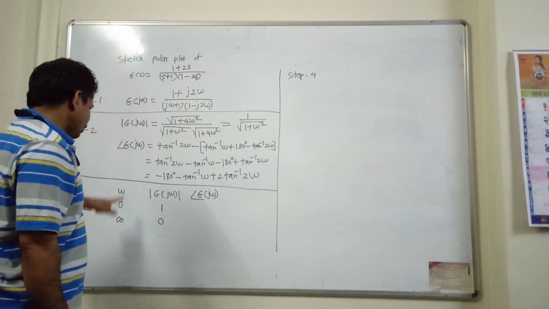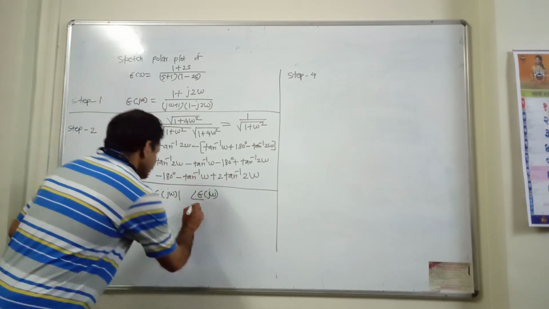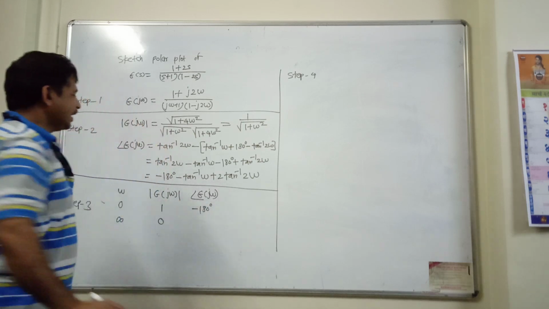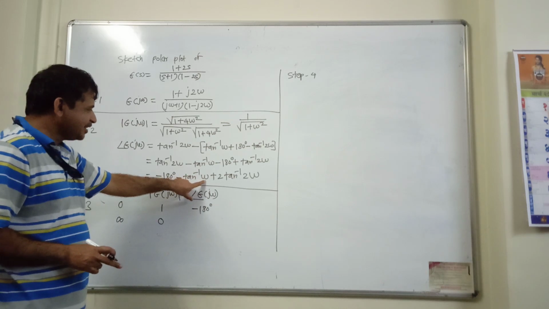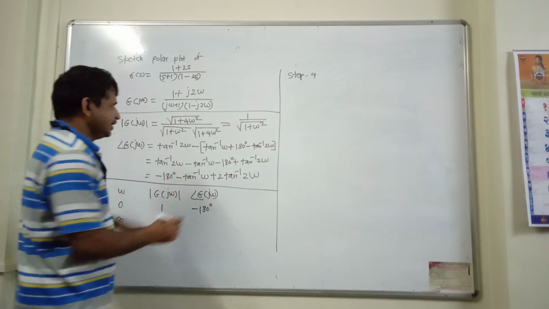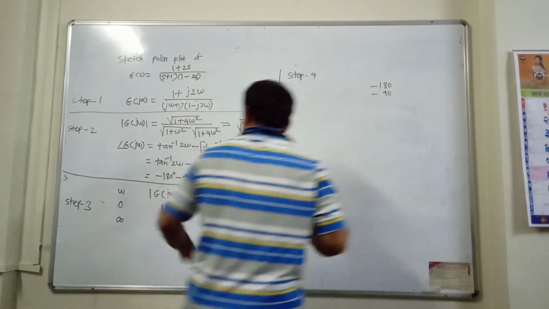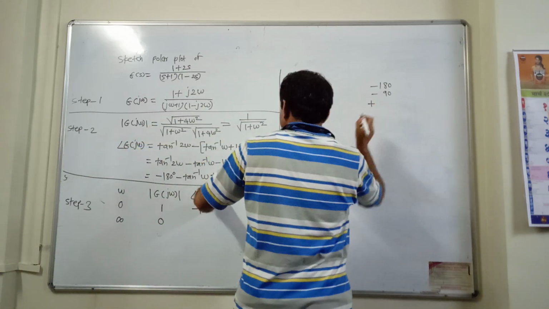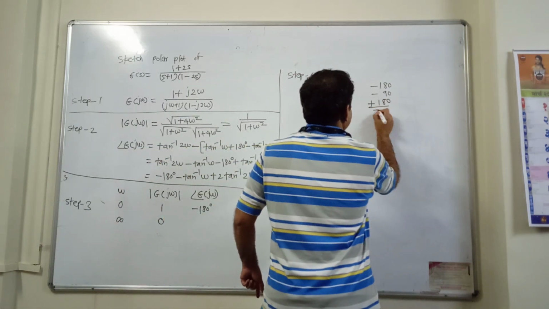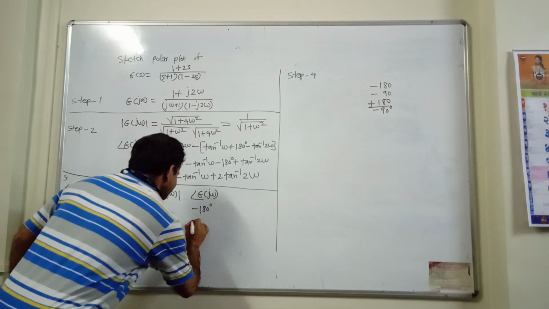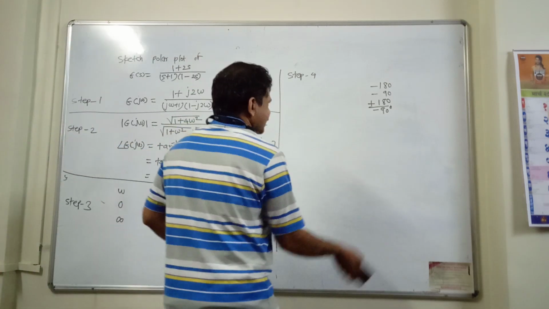Now let us see the angles. At omega equal to 0, it is minus 180, minus 0, plus 0. So it is minus 180. And when I put infinity, this is minus 180, minus tan inverse infinity, which is 90. So minus 180 minus 90, plus 2 times tan inverse of infinity, which is 90. So plus 180. So this is minus 90 degree.